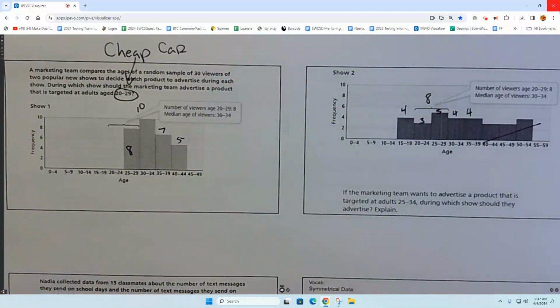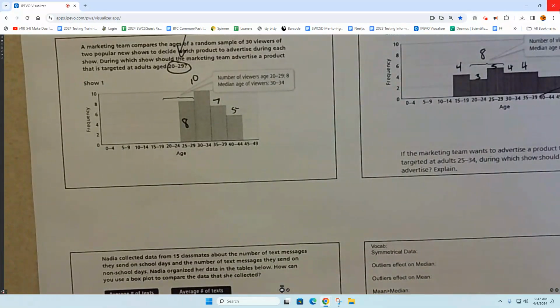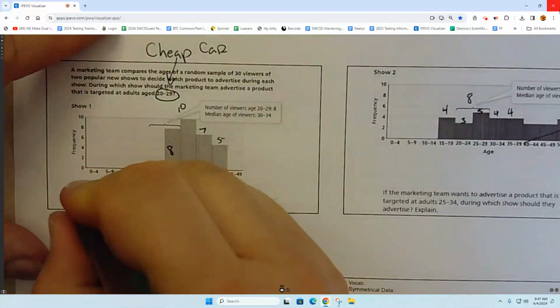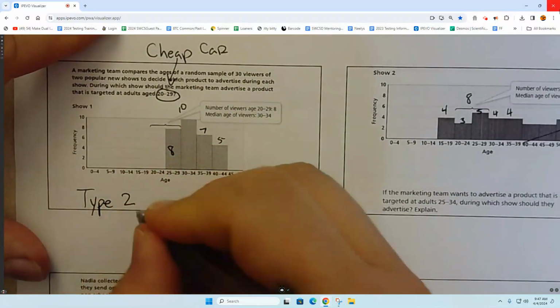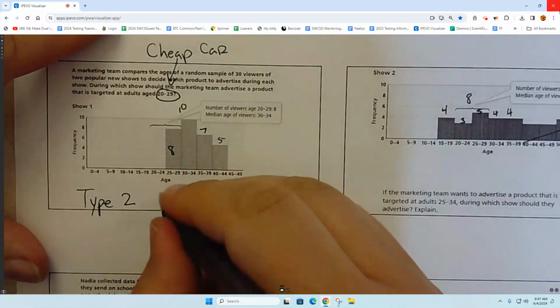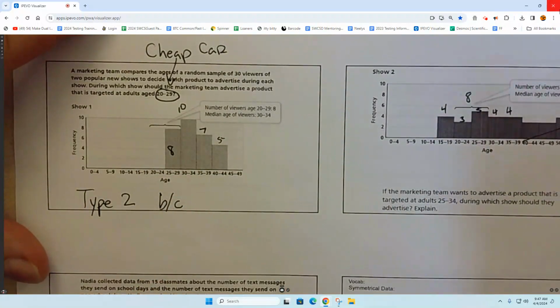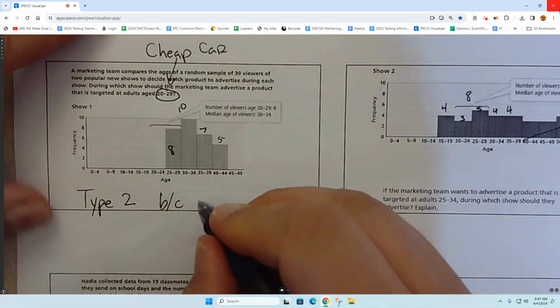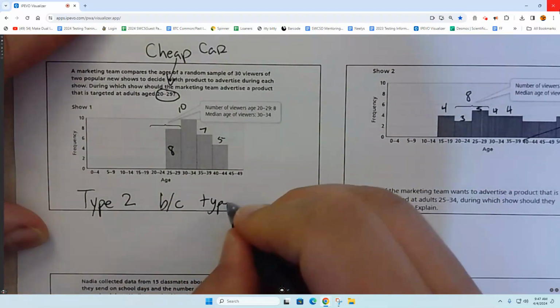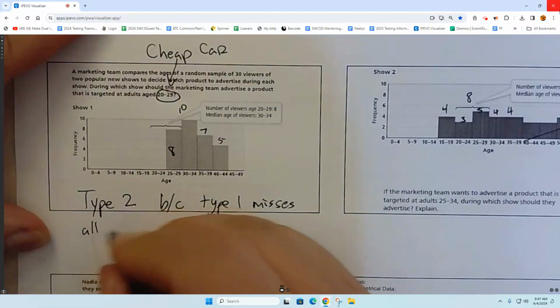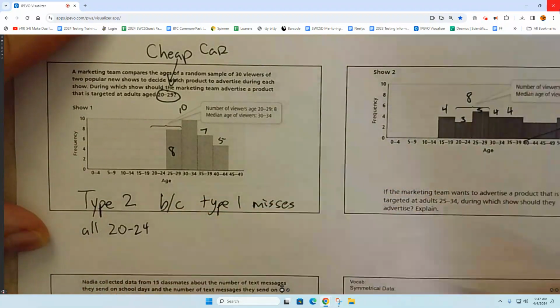So is there a wrong answer of which one to go with? No, it's about the explanation. So someone tell me which one to go with and why. And we're going to go with that. 2. Type 2. Okay, type 2, and you may totally agree or disagree. Because for type 1, it only targets 24-year-olds. Okay. Type 2 does. Because type 1 misses all 20 to 24-year-olds.